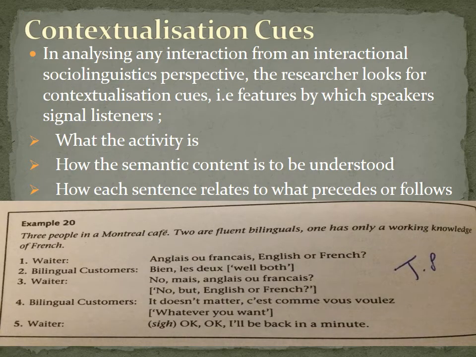In contextualization cues, we can have a look at analyzing any interaction from an interactional sociolinguistic perspective. The researcher looks for the contextualization cues, features by which speakers signal to listeners what the activity is, how the semantic context is to be understood, or how each sentence relates to what precedes or follows. And by the way, you can have a look at the examples here, and you can read the example here.